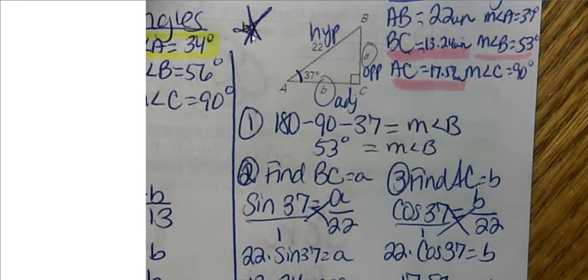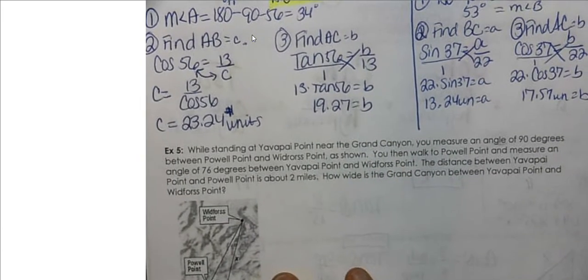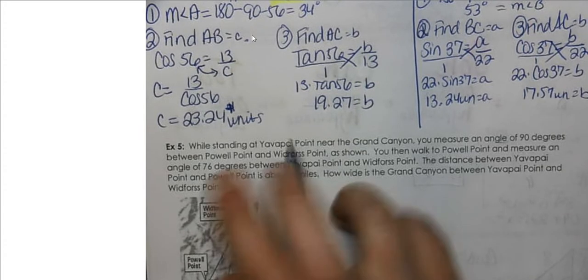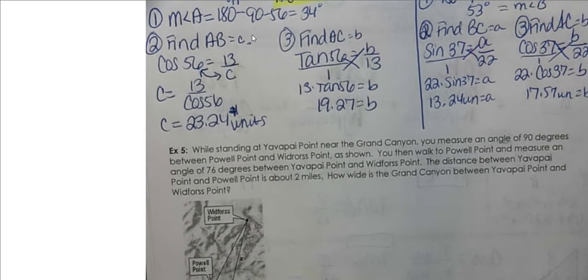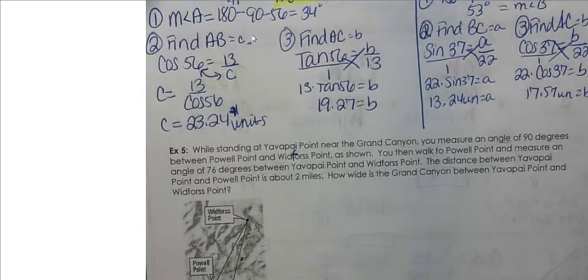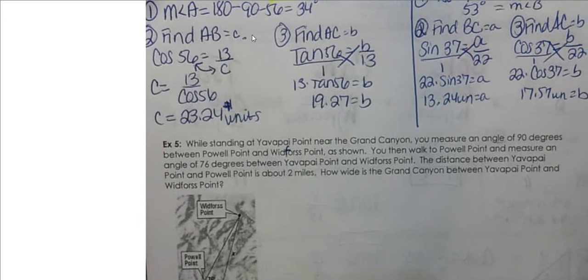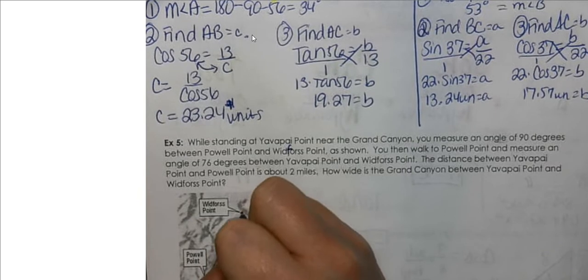All right, let's go ahead and look at example number 5. Example number 5 has a lot of words for a little bit of work. And it says, while standing at Yavapai Point, near the Grand Canyon, you measure an angle of 90 degrees between Powell Point and Whitforce Point as shown. So we see that we have a 90-degree angle that has been measured.